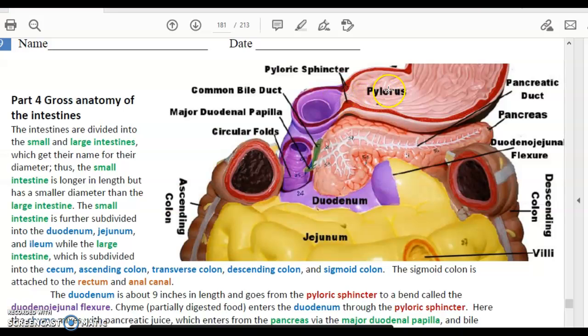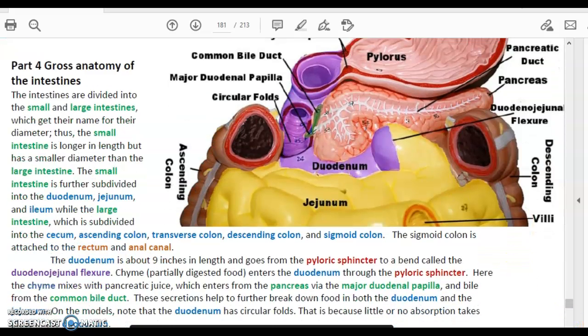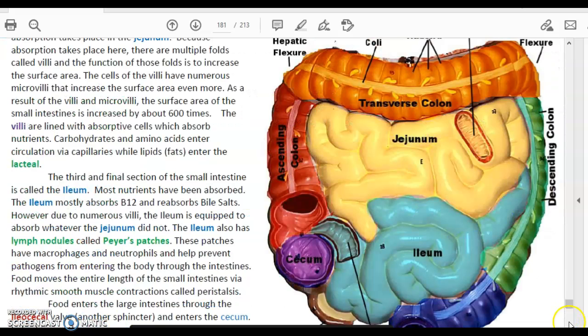So here's the stomach. There's the pyloric sphincter. The duodenum, major duodenal papilla, everybody. And it ends right there at the duodenal jejunal flexure. Now, for the gross anatomy, you can't really tell the difference between the jejunum, which is the next about 15 to 20 feet, and the ileum, which is the remainder of the small intestine. They differ histologically, so watch my histology videos, but you cannot tell the difference just looking at it.